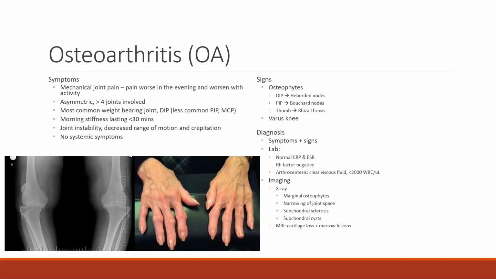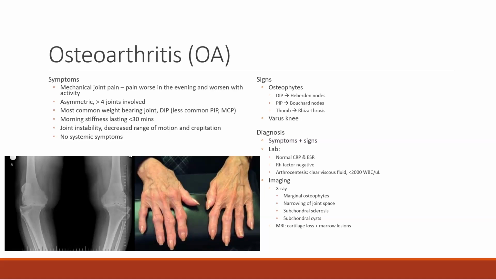Symptoms of osteoarthritis will be mechanical joint pain, which is pain that is worse in the evening and it worsens with activity. It's asymmetric with more than 4 joints involved usually. Most common sites are weight-bearing joints and DIP. Less common to find it in PIP and MCP. We get morning stiffness that lasts less than 30 minutes because it's mechanical joint pain.